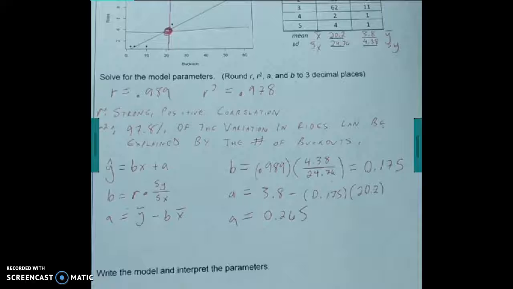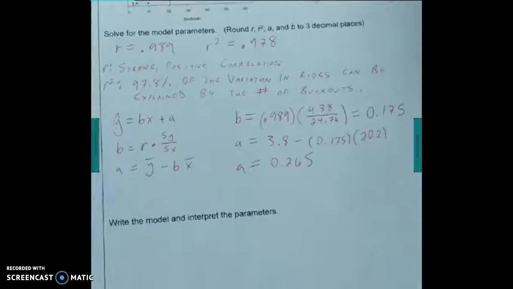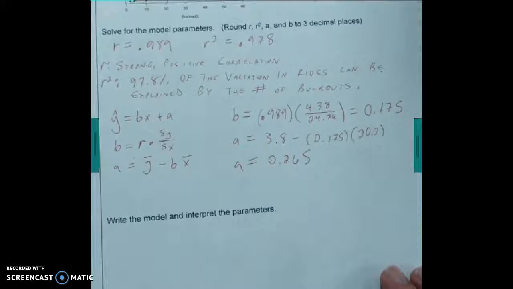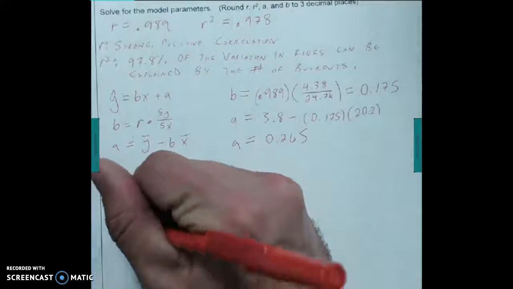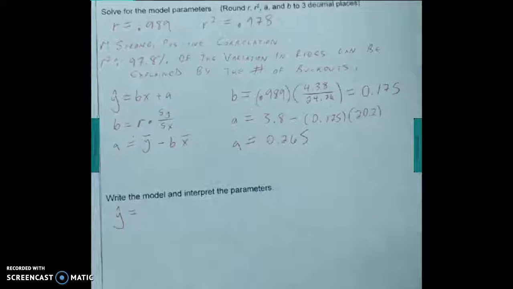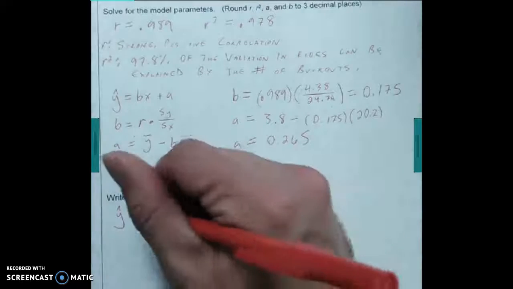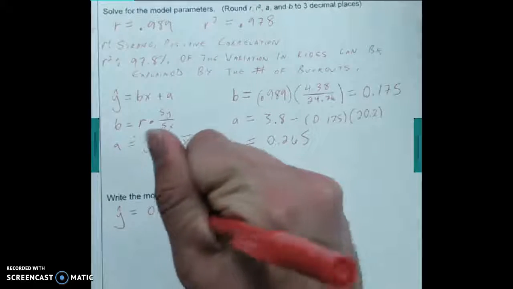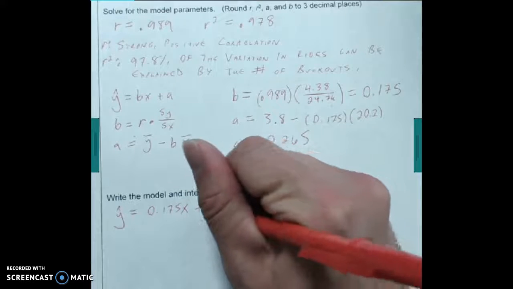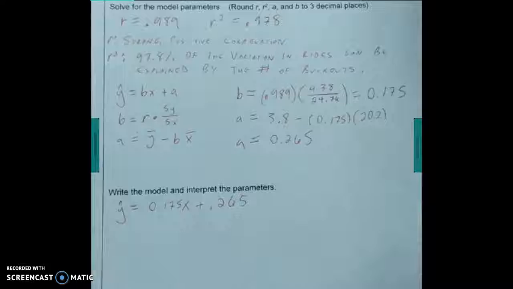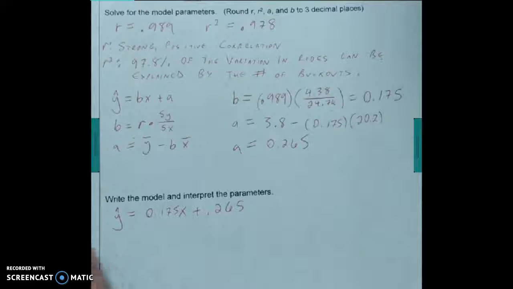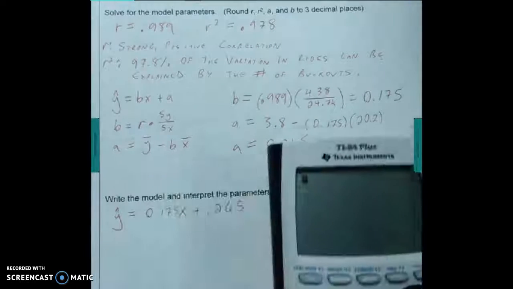So here we are. We've got this equation, and we should write it out now. We've got the parameters. So the predicted value of y equals 0.175x plus 0.265. Slope, y-intercept. Is it right? How do I know? I can use the calculator to double check it.